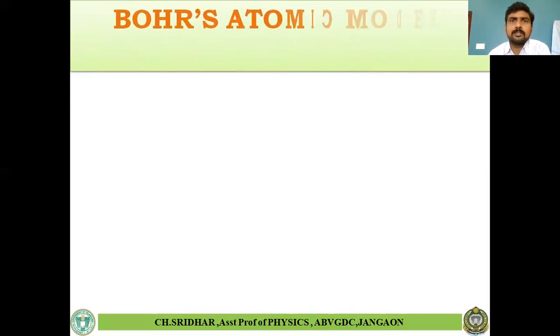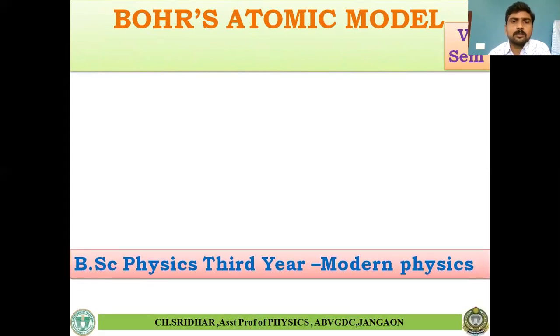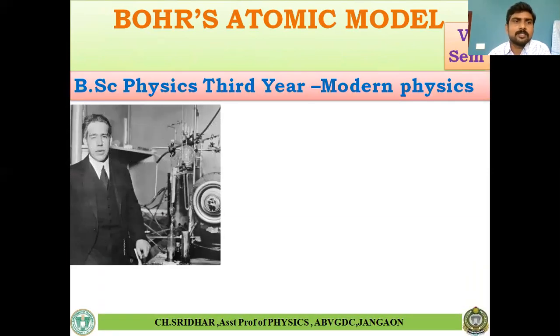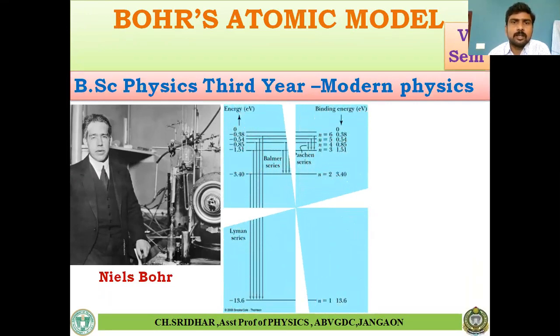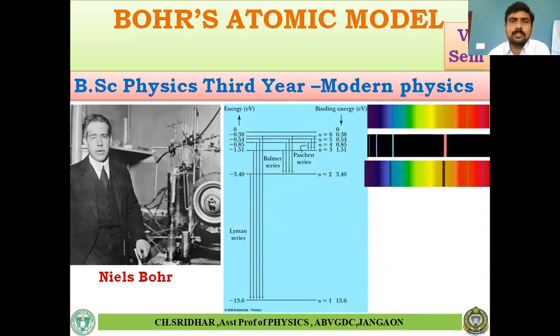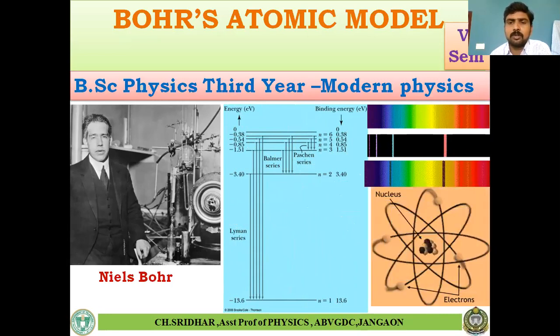This chapter comes under the modern physics of BSc physics, and in the third year, 6th semester, we have it as a compulsory paper. This is the famous scientist Niels Bohr, who gave this atomic model, which is the basis of all the atomic models. And these are the spectrum lines, this is the hydrogen spectrum, and this is a model showing the atomic nucleus.